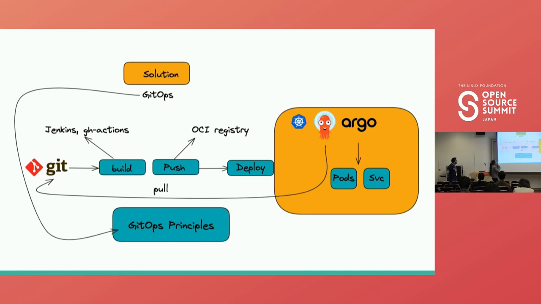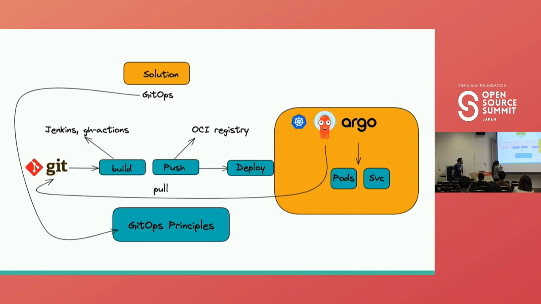I again built my application and committed the code to Git, and after that, built my application using tooling like Jenkins and GitHub Actions, and then I prepared an artifact which I pushed into the OCI registry. Now, this is where the difference comes in the deployment.